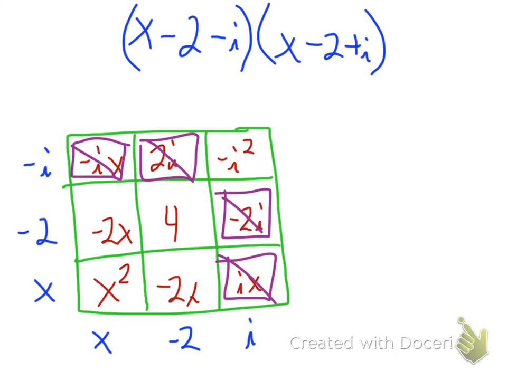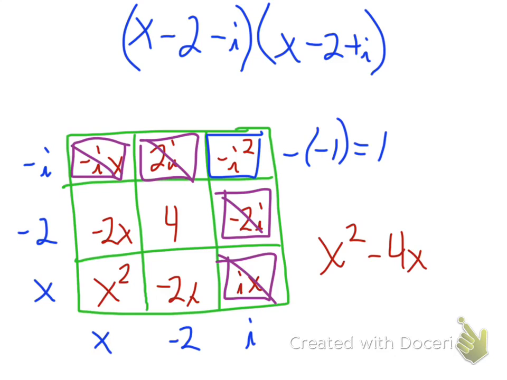The top left box, or top right box rather, negative i squared is going to be a negative. i squared is negative 1, so a negative negative 1, which is now a positive 1. And all the solutions that I have left, none of them contain i. So now I have my real solutions left. So for this, I have an x squared minus 4x, and my 4 here and my 1 here. When I combine those, I get plus 5.